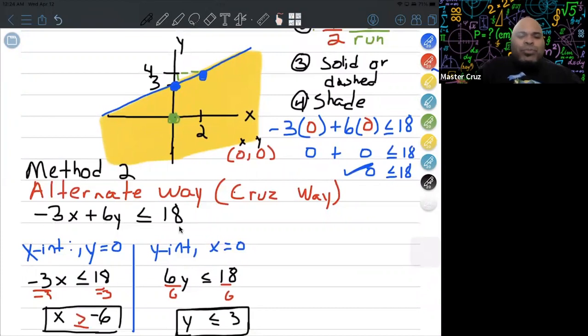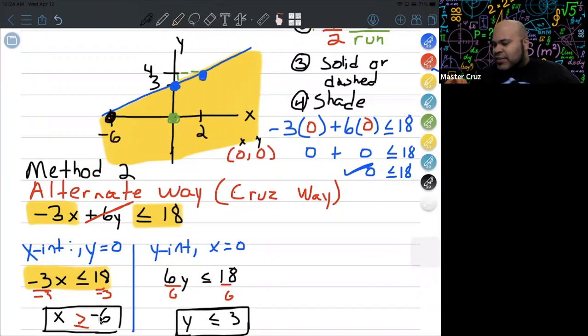If I have the original problem, I can completely ignore the y for a second, because I can make y equals 0. I can completely ignore this and just write this and this part. So that's what I did here. Negative 3x is less than or equal to 18. And I just have to do one step, is divide both sides by negative 3. That will give me the x-intercept. That says that x has to be greater than or equal to negative 6. That will be the x-intercept, which means when I look at my graph, I'm going to have a point right here at negative 6.